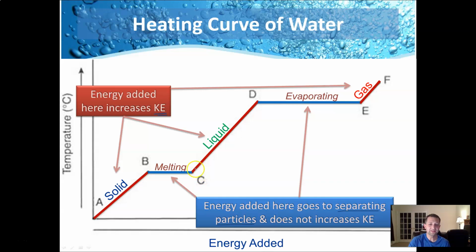Once the liquid state is the primary state, once that's the only state of matter you have, and you're continually heating that, now the particles can move faster, and you can increase your temperature. But while you have a phase change, melting or freezing, evaporating or condensing, all the energy being supplied is not going into increasing the kinetic energy. All the energy being supplied is going into breaking forces of attraction.